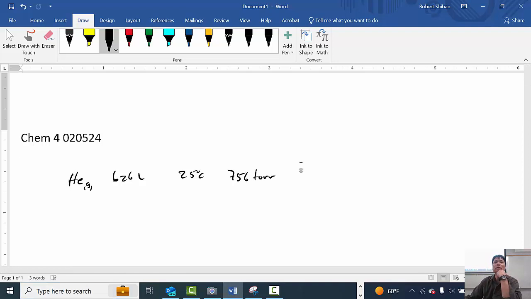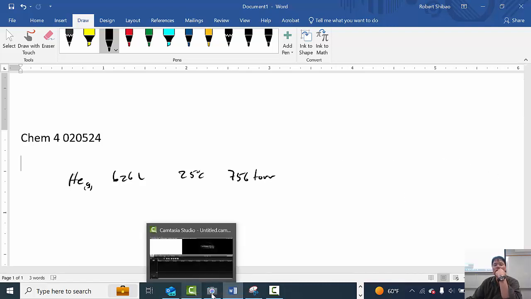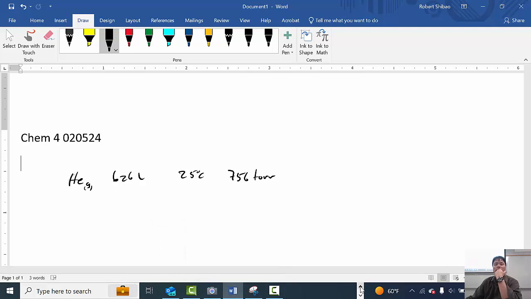Torr is the same as what? Millimeters of mercury. A millimeter of mercury and a torr are exactly the same thing. Your book likes to use torr a lot.